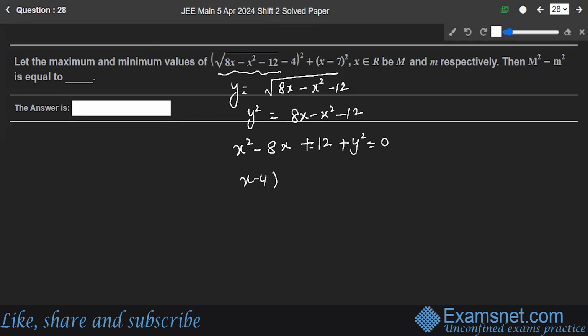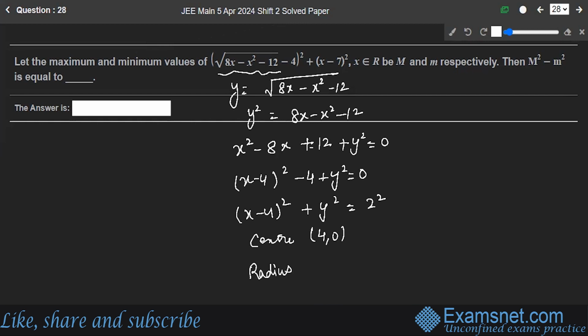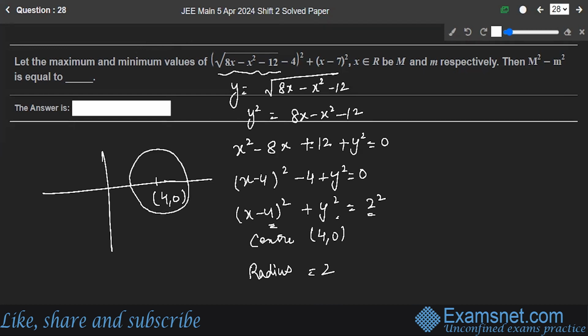This gives me x minus 4 whole square minus 4 plus y square is equal to 0, or you have x minus 4 whole square plus y square is equal to 2 square. Now this is the equation of a circle where the center is at 4, 0 and radius is 2, right? This circle represents something like this. This is the point 4, 0 and this is your circle. This is 2, this is 2.